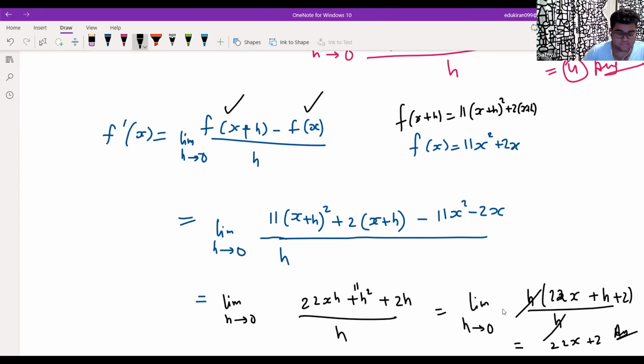But isn't it limit h approaching 0? Yeah, it is a limit. That is why at the end we have put h as 0. But before that we haven't put it, because it will become undefined, 0 by 0. So we have cancelled after taking h common. Okay, sir. Yeah.